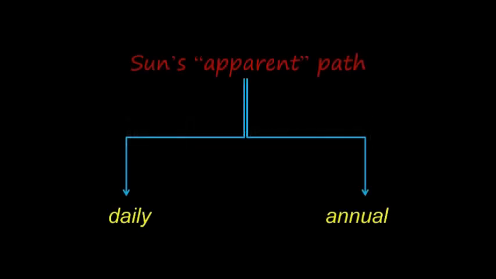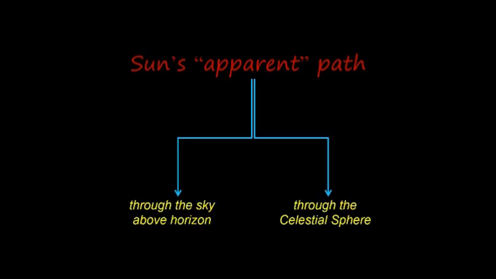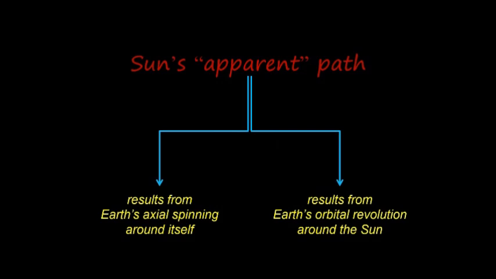This chapter of Sun's apparent path would cover both daily and annual journey through both the sky above horizon and celestial sphere, resulting from Earth's axial spinning around itself, along with Earth's orbital revolution around the Sun.